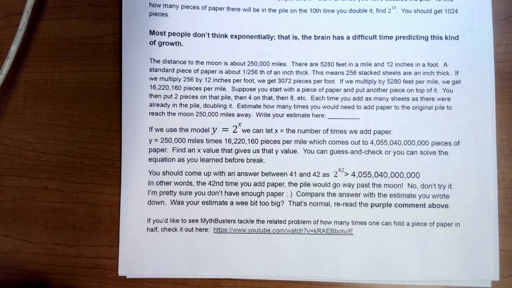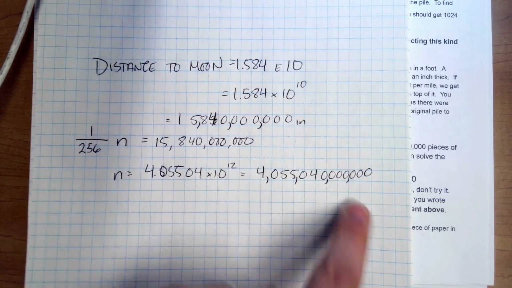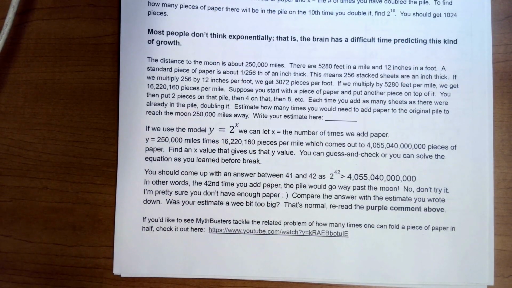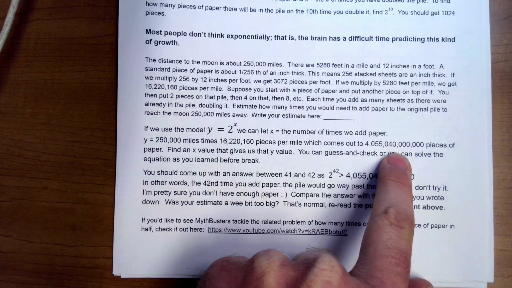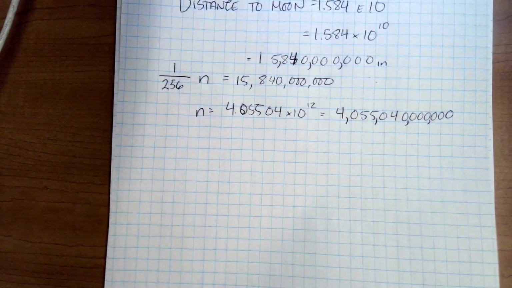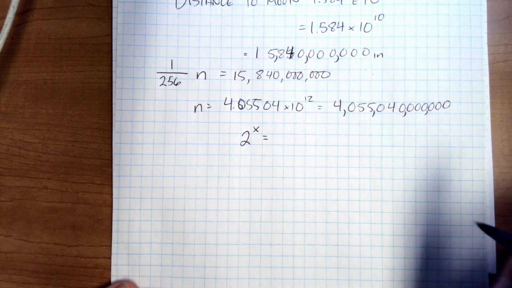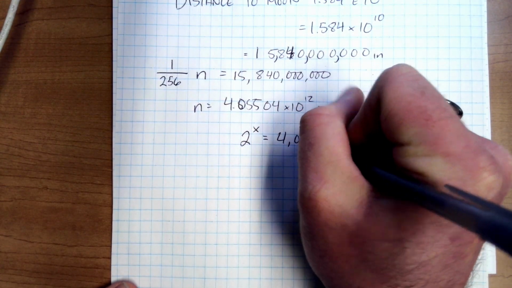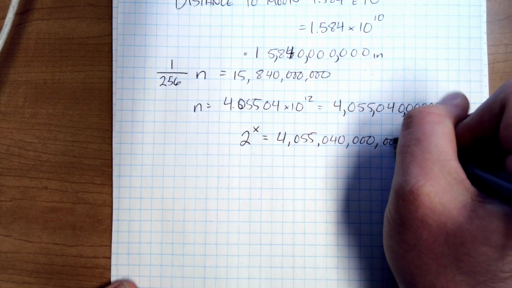So if we use y equals 2 to the power of x, x is the number of times we add paper. So again, we came out with the number of pieces of paper that we would need: 4 trillion, 55 billion, 40 million pieces of paper. So we want to find an x value that gives us that y value. So 2 to the power of x equals 4,055,040, and then 6 more zeros.